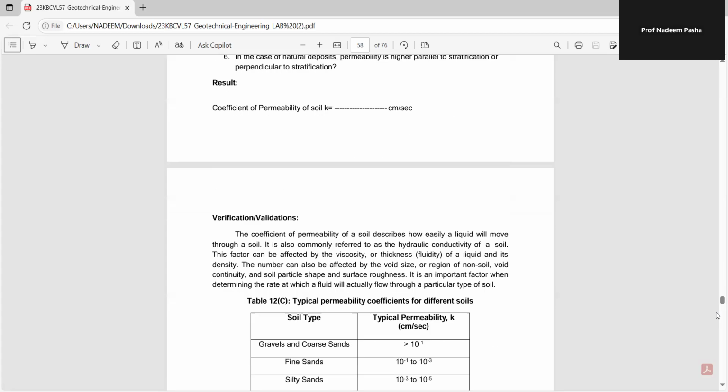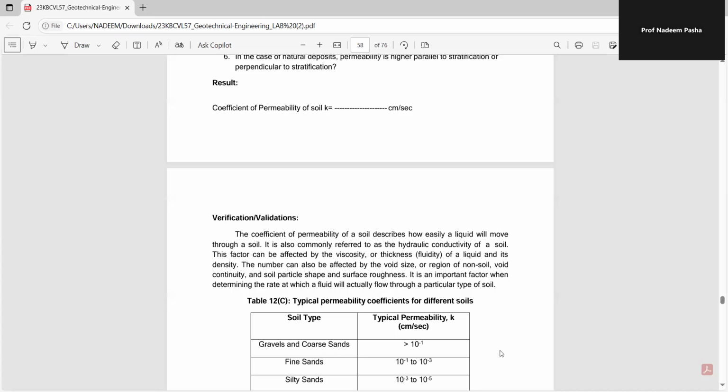Result. Coefficient of permeability of soil K is equal to dash centimeter per second. Verification or validation. The coefficient of permeability of a soil describes how easily a liquid will move through a soil. It is also commonly referred to as hydraulic conductivity of a soil. This factor can be affected by the viscosity or fluidity of the fluid and its density. It can also be affected by the void size, the soil particle shape and surface roughness. It is an important factor when determining the rate at which the fluid will flow through a particular type of soil.